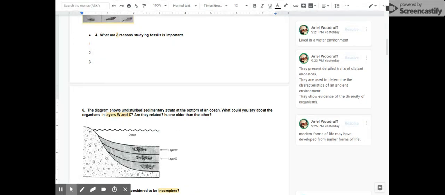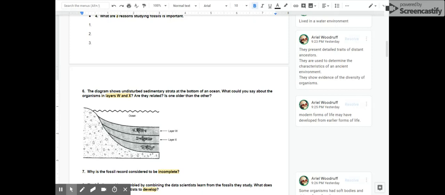Number 3 is they show evidence of the diversity of organisms. So because they don't all look the same, diversity means different. And we can tell that even in the past, we have lots of different types of life roaming around on the earth. Question number 6, we have a diagram.